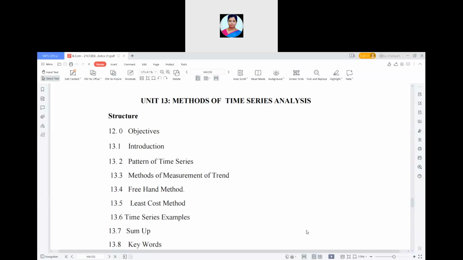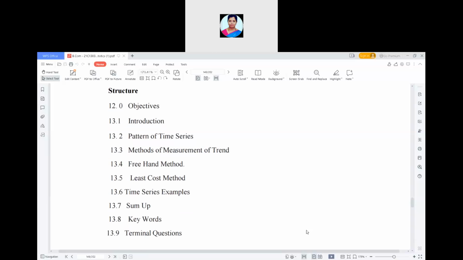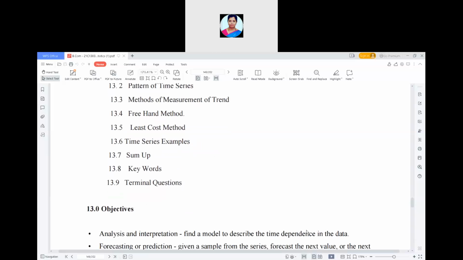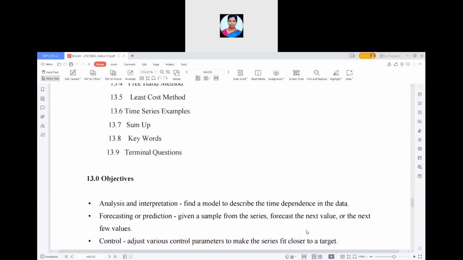Hi everyone. Let us see this unit number 13, Methods of Time Series Analysis. In this unit, we are going to see the objective for this unit, introduction, pattern of time series, methods of measurement of trend, freehand method, and least squares method, and some examples under the time series, and summing up of this unit and keywords and terminal questions likewise.